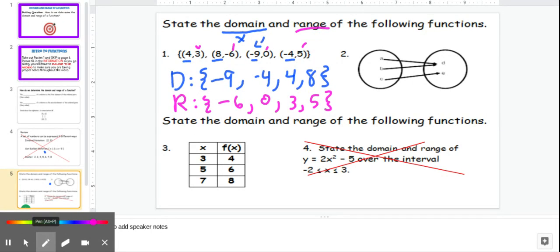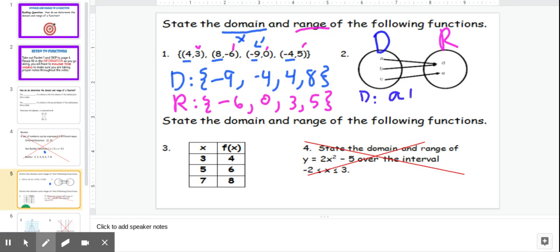Now the next one, we're going to look at example 2. Find the domain and range. Well, this side is your domain, and this side is your range. So my domain, the elements that are touching, are actually letters here: A, B, and C. So my domain is made up of the letters A, B, and C. And my range is made up of E and F.